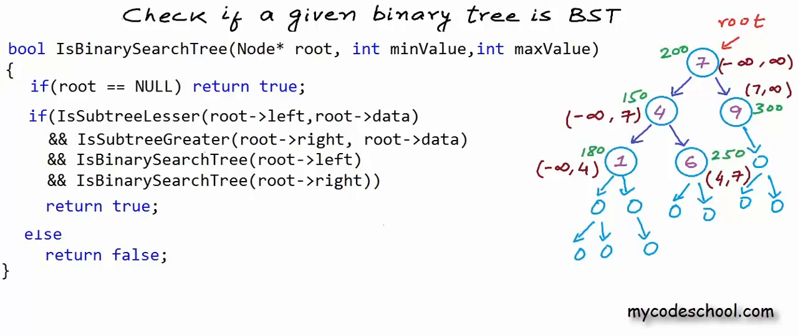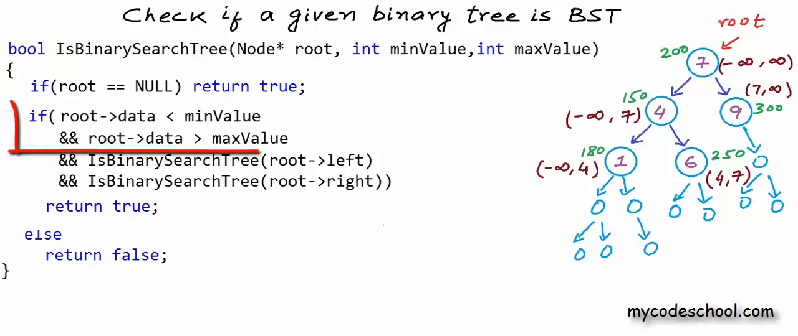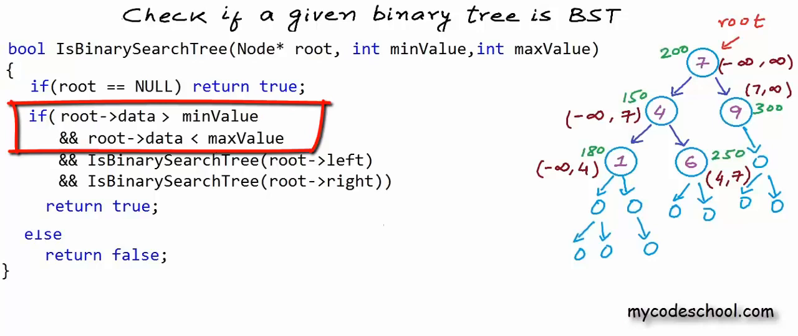So I'll get rid of these two function calls, IsSubtreeLesser and IsSubtreeGreater, which are really expensive. And I'll add these two conditions. Data in root must be greater than min value and data in root must be less than max value. These two checks will take constant time. IsSubtreeLesser and IsSubtreeGreater functions were not taking constant time. Running time for them was proportional to number of nodes in the subtree.